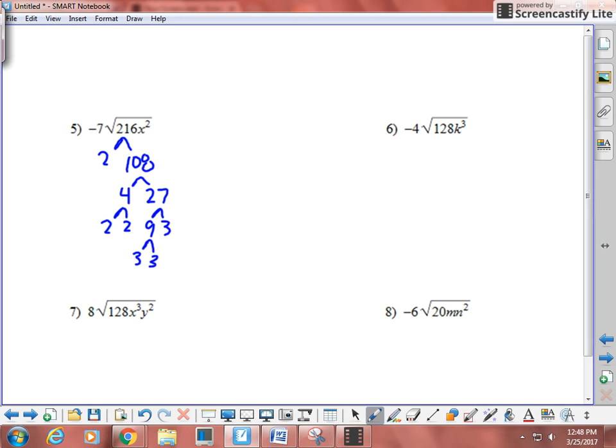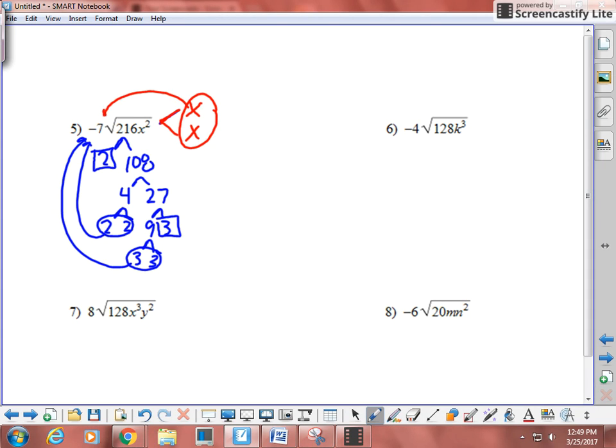Okay, so from that, I'm going to go ahead and circle my couples and my pairs. So here's a couple of 3s, a couple of 2s. This guy's single, and this 2 is single. Okay, so those are going to go outside, and they're going to join that negative 7. Then I'm going to break down my x squared. X squared is going to break down into x and x. There's a couple, and they're going to go outside.